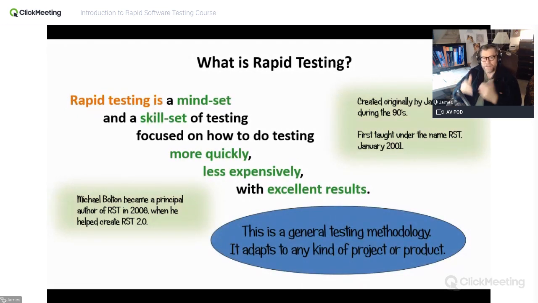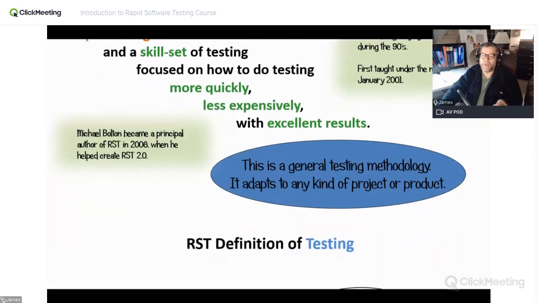This is a general testing methodology. We've applied this to video games. We've applied it to medical devices. We've applied it to embedded systems. The methodology doesn't care what your technology is. It also doesn't care whether you're on an agile project or not. It doesn't matter because the methodology is focused on the kind of problem solving and design that you go through in order to test. But what do we mean by testing?